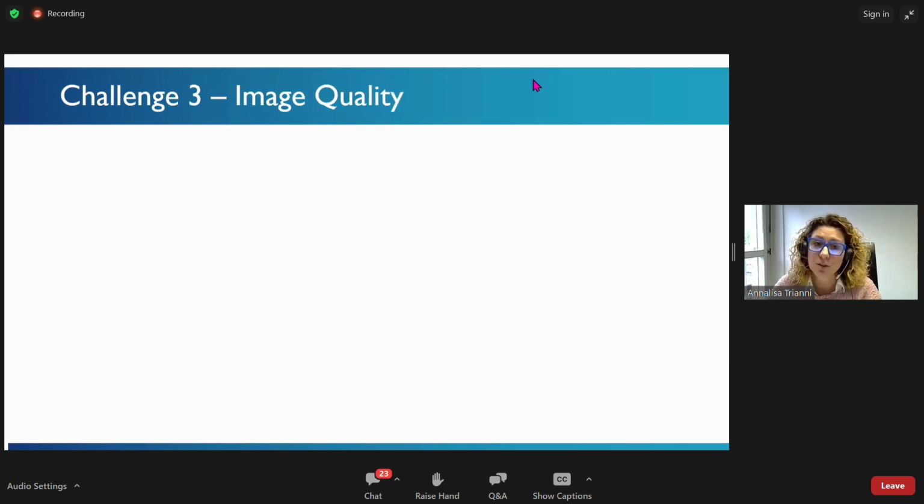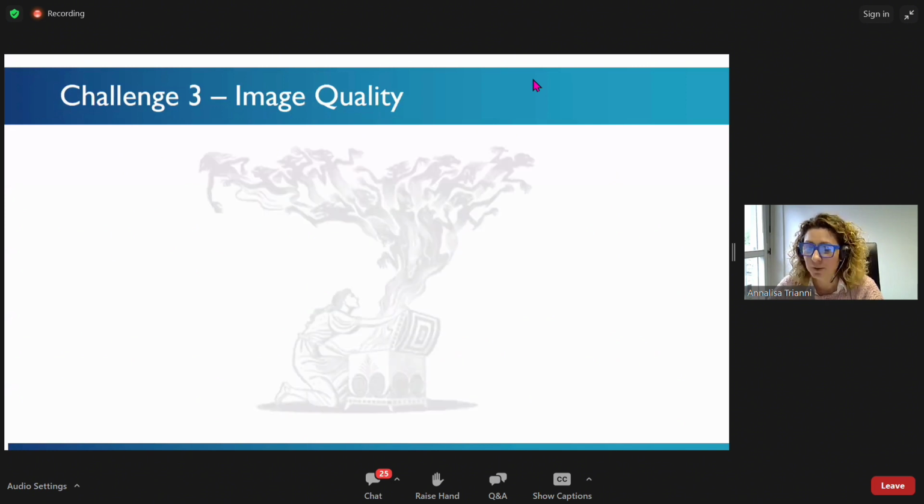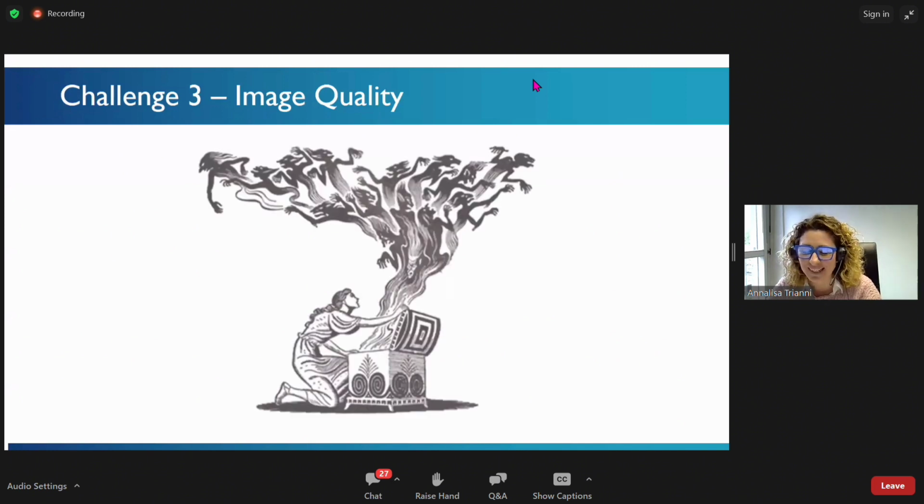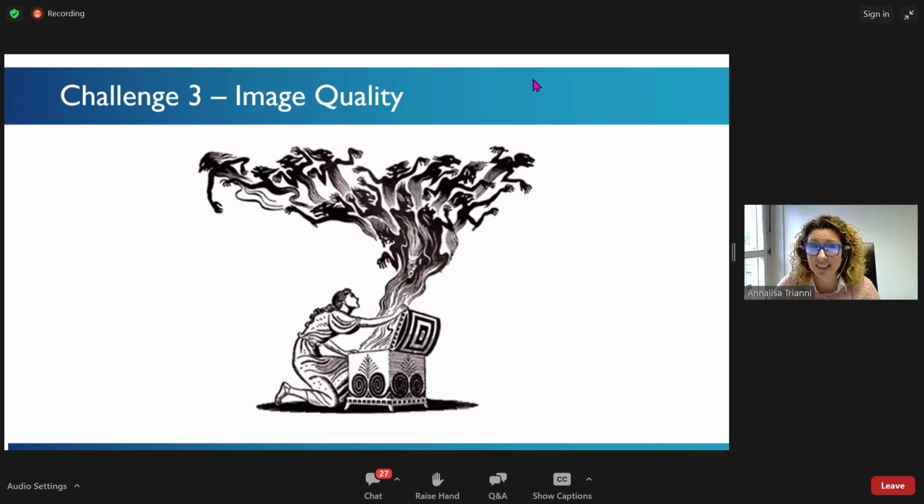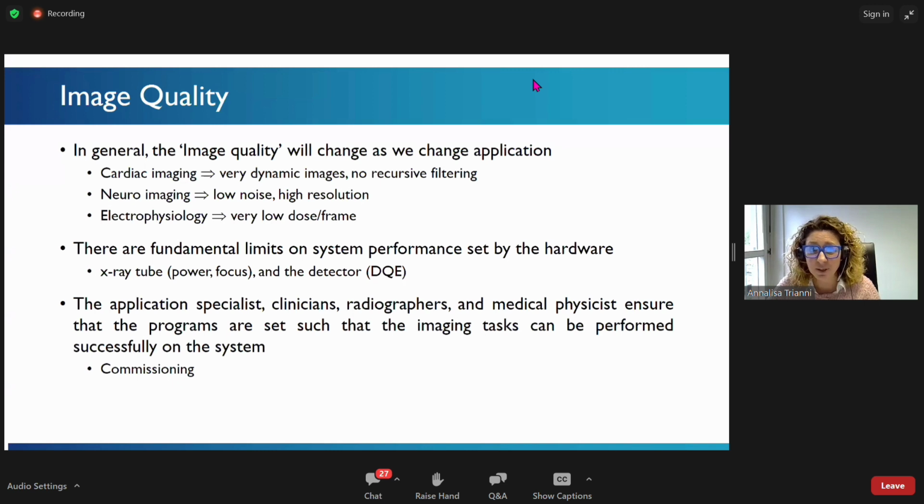And the biggest challenge is, of course, as I imagine you already know, image quality. Image quality is like opening Pandora's box. You don't really know what comes out of it. So in general, image quality changes a lot with different applications. Cardiac imaging requires very dynamic images without recursive filter. Neuroimaging requires low noise and high resolution. In electrophysiology, you don't need that much image quality, so very low dose per frame. Of course, it changes a lot with the type of equipment we are using.